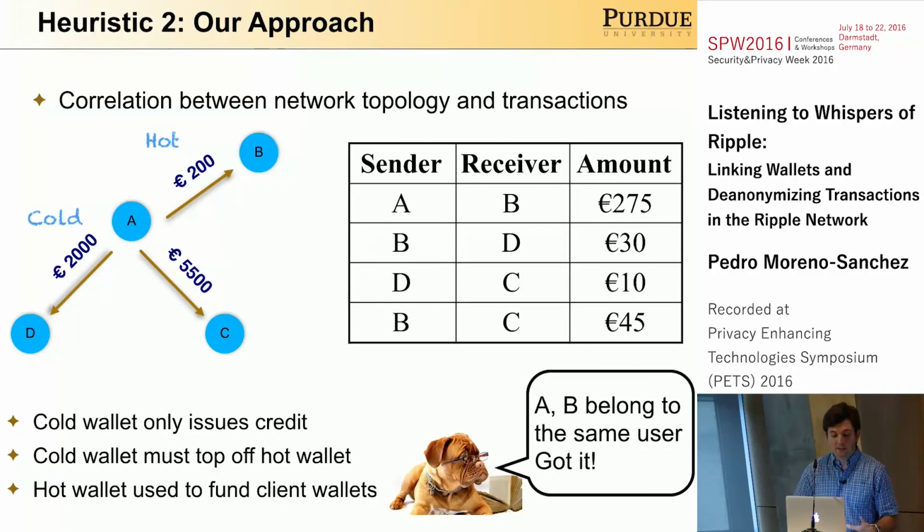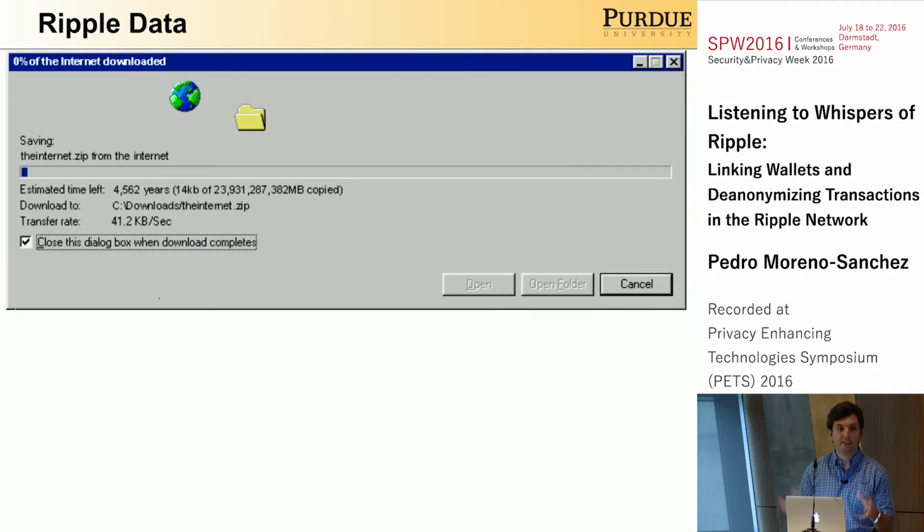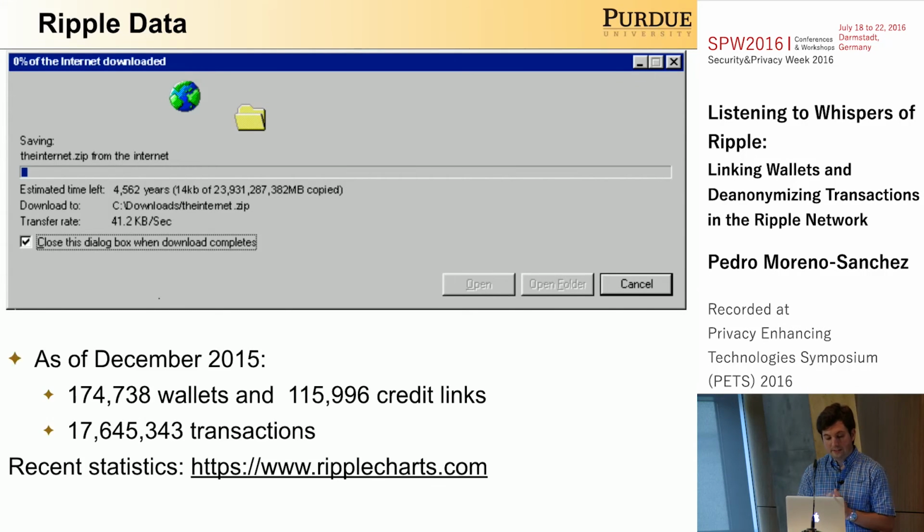Well, once we defined these two heuristics, our next step was to apply this heuristic into the real Ripple network. And for that, the first thing we did is download the complete Ripple data. As of December 2015, we downloaded more than 170,000 wallets, more than 115,000 credit links, and a bit more than 17 million transactions. If you are interested in more recent statistics, they are periodically updated in the webpage ripplecharts.com.